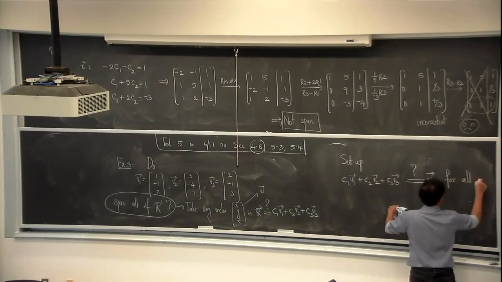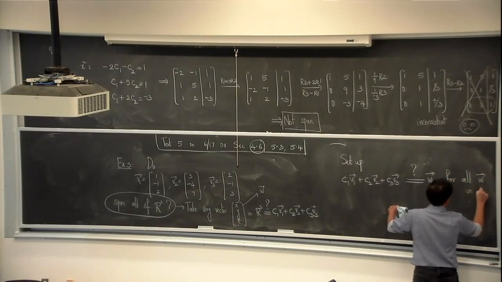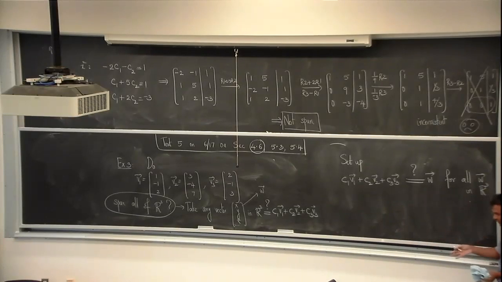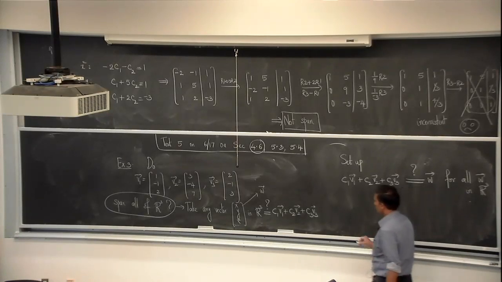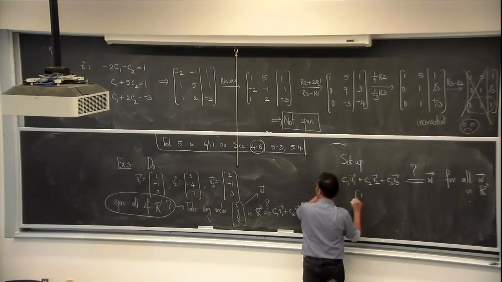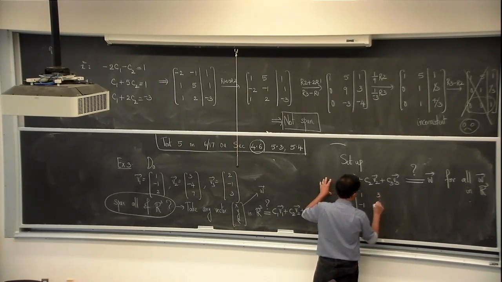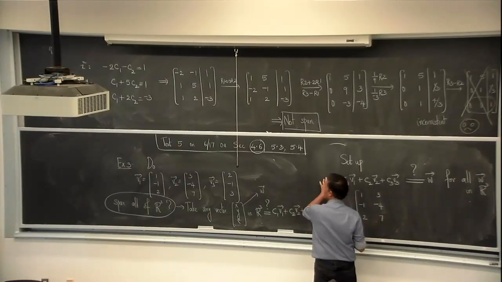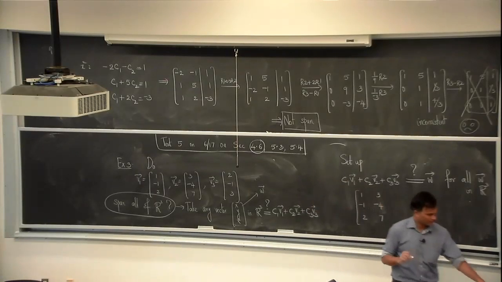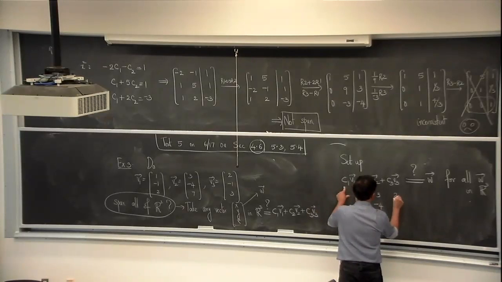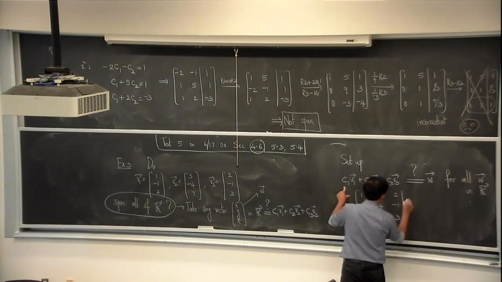You cannot say, oh, I can do it for these vectors, but not for the others. It must be for all W in R3. So the augmented system will look like this: 1, -1, 2, 3, -4, 7, and 2, -1, 3. Augment with XYZ.